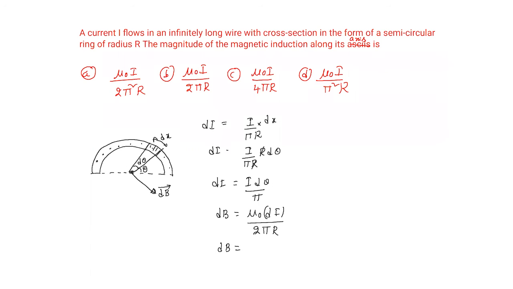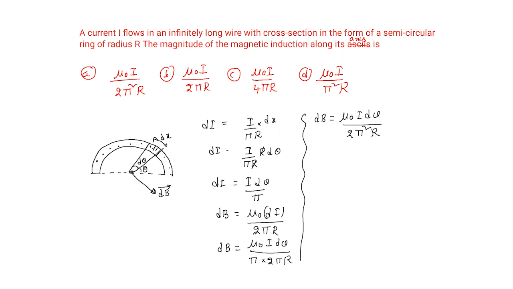Assume it to be an infinitely long wire. So we'll get mu naught I d theta divided by pi into 2 pi r. So this is the small magnetic field. dB is equal to mu naught I d theta divided by 2 pi square r. To get the total magnetic field, you have to integrate between minus pi by 2 to plus pi by 2.